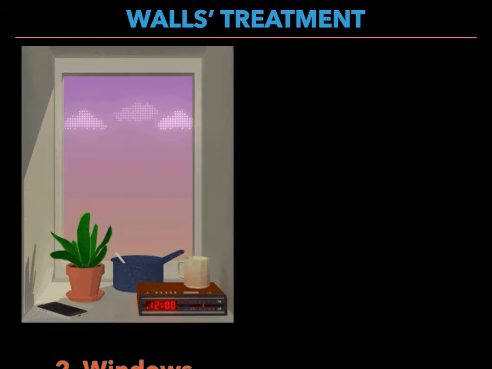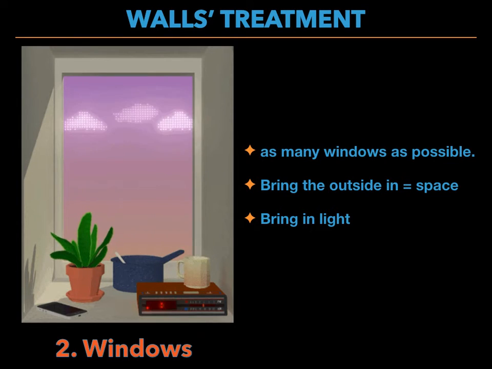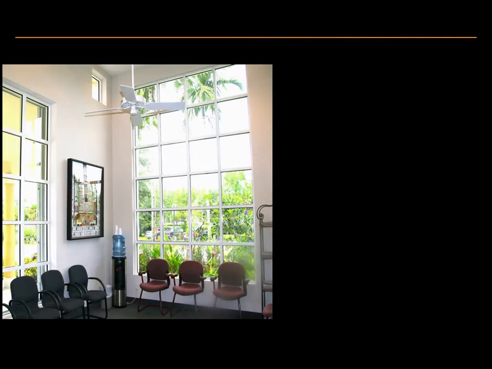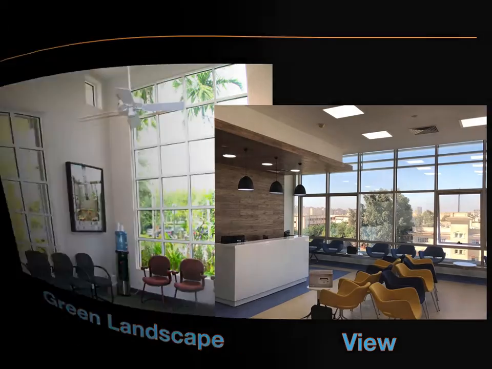If you can't remove an entire wall, you can always try to open a window. And please open as many windows as possible. Windows help bring the outside in, so you can feel more space. They also bring in light. Full-size windows can definitely beautify your office, especially if it overlooks a green area or if it has a nice view.